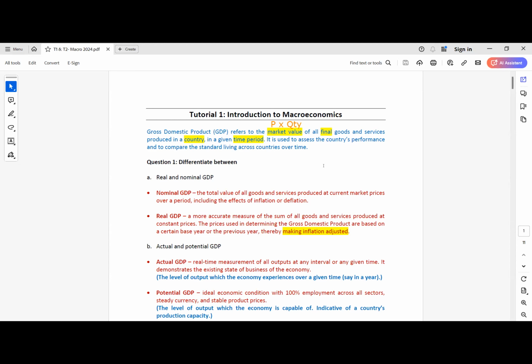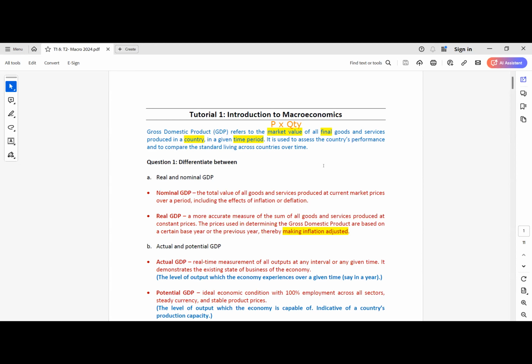Okay, midterms. All right. So first of all, the first question. For today's lesson, we straight use the questions as part of our recap as well. The first question over here asks you to differentiate between real GDP and nominal GDP. So let's have a look at nominal GDP first.